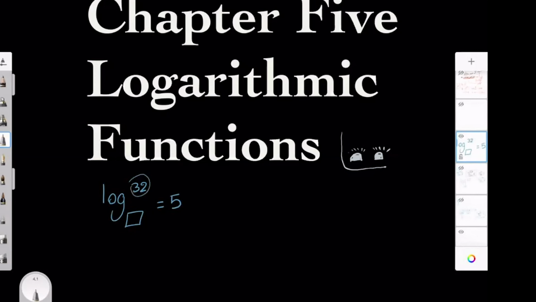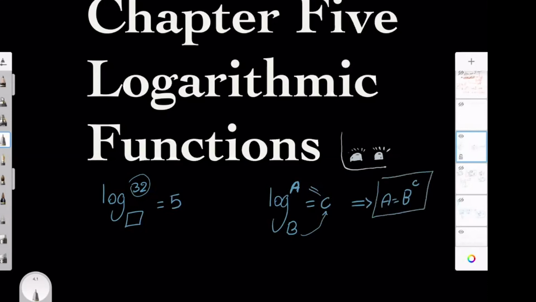So the first formula for the log is log of A base B equal to C, correct? For any A and B, if the answer is C, then A will be B to the power of C. So B to the power of C, the answer will be A. That's what we have. If I give you exponent, you should be able to make this into log as well. So it's 2 ways. If I give you log, you can give me exponent. If I give you exponent, you should be able to give me log.